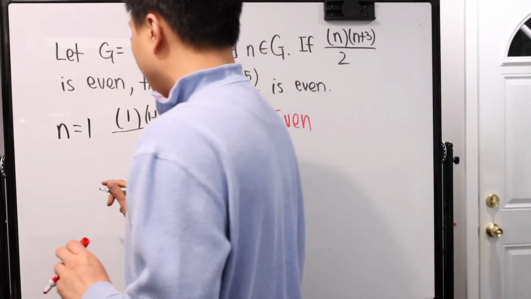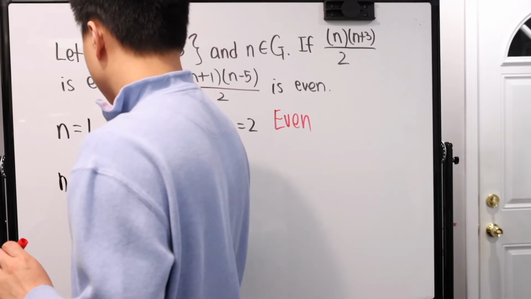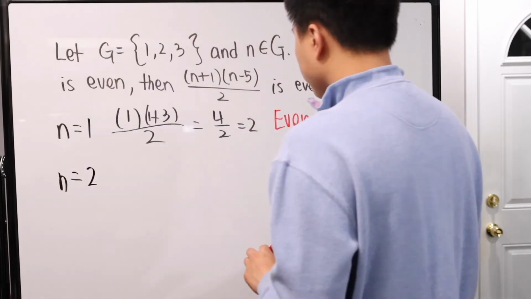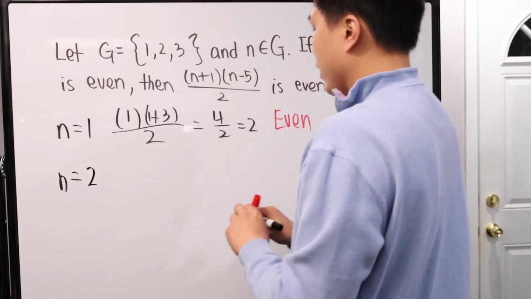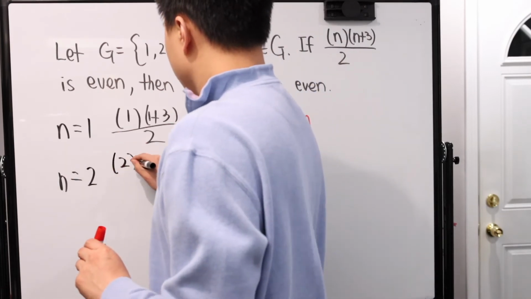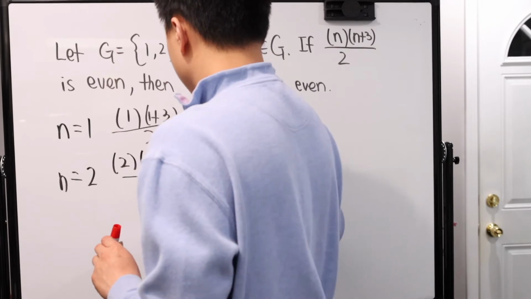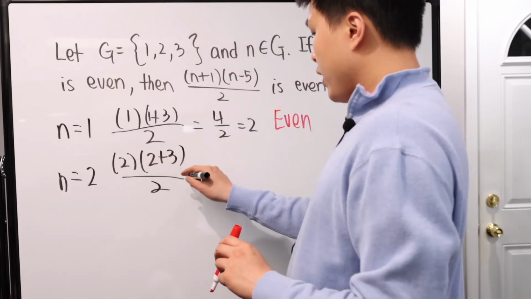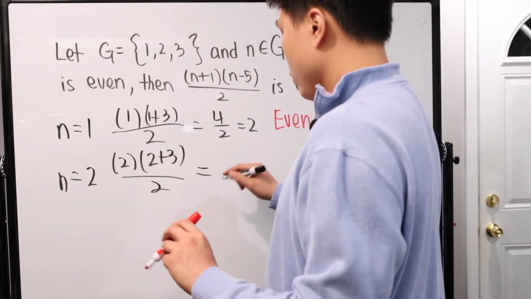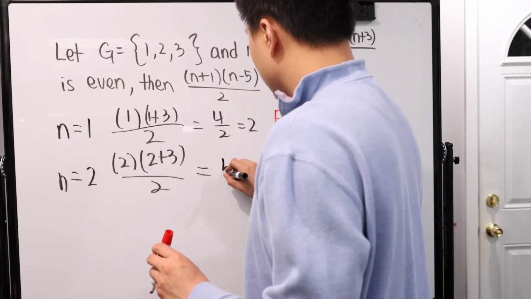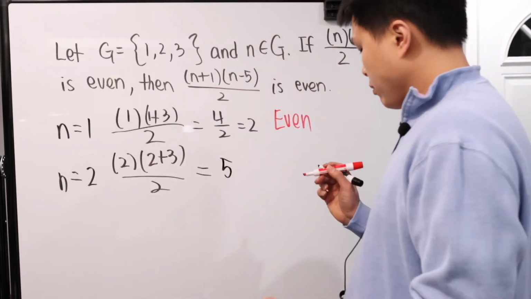Well, what happens if I use n is 2? Because n could possibly be 2 or 3. Well, if that's the case, what do I have? I have 2 times (2 plus 3) over 2. That's just 2 times 5 over 2, which the 2 cancels out. So the end result is still 5. That's odd.